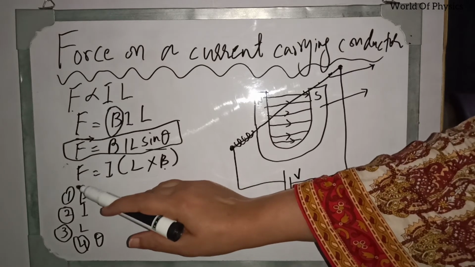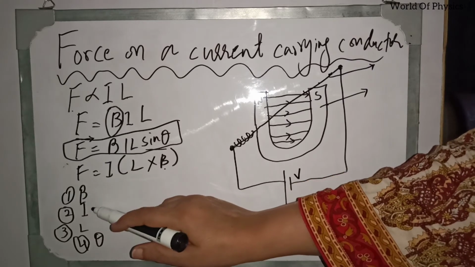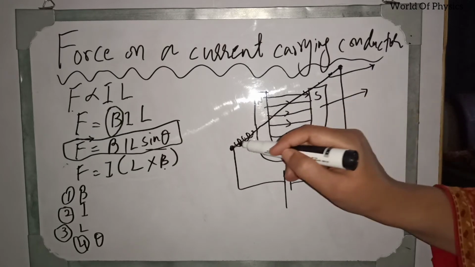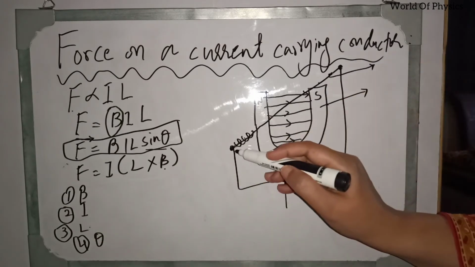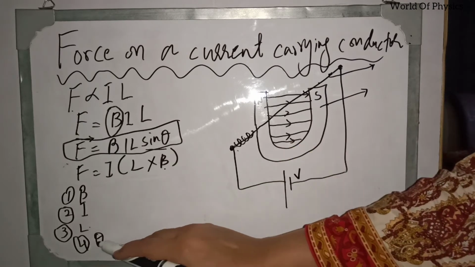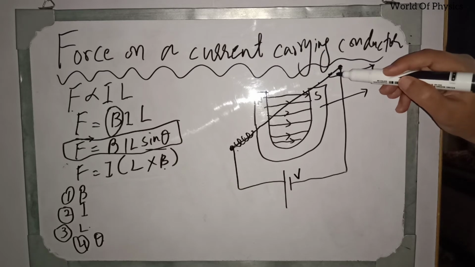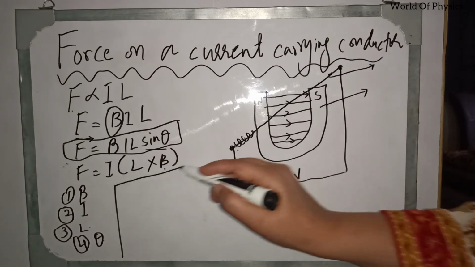F depends upon B. B means magnitude of magnetic induction. F depends upon I. I means current flowing in this wire. F depends upon L. L means length of this wire. F depends upon theta. Theta means angle at which this wire is placed. And this force is equal to ILB sin theta.